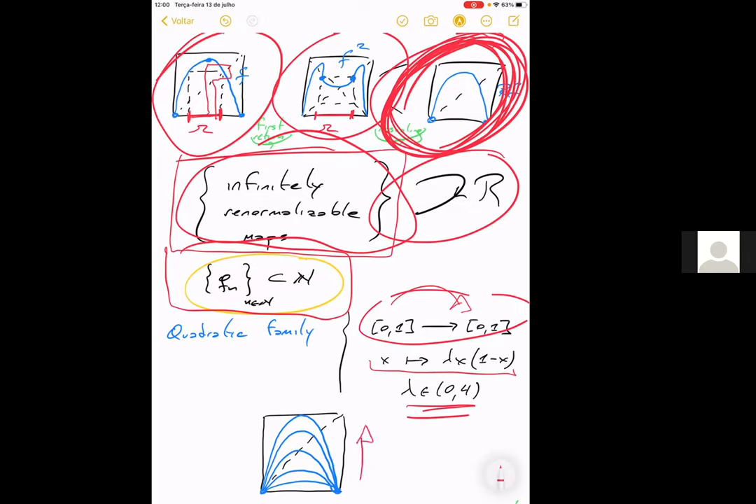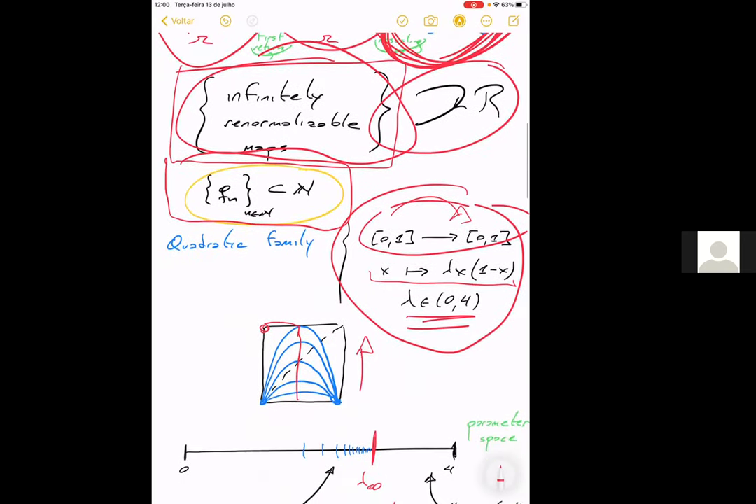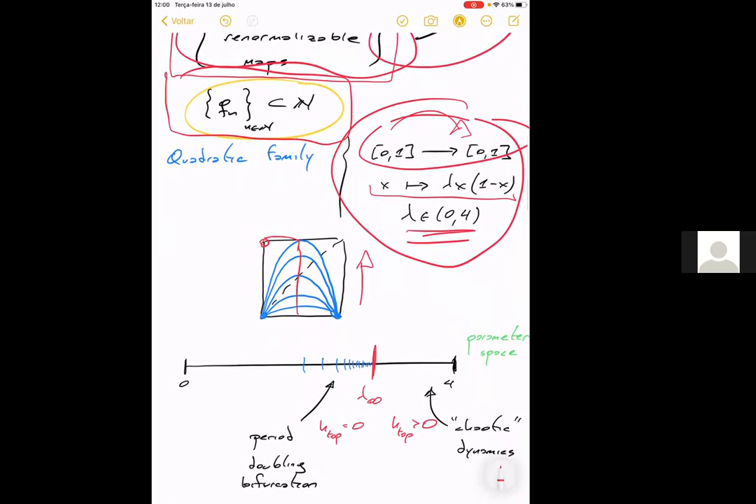So you start with very small parabolas for lambda close to 0. And then you go up, and for lambda equal 4, the image of the critical point is 1. After 4, you are leaving the unit interval. So you have a one-parameter family of folding maps of the unit interval. This is well known, but let me try to remind some stuff. If you think of the parameter space, there is this famous diagram.